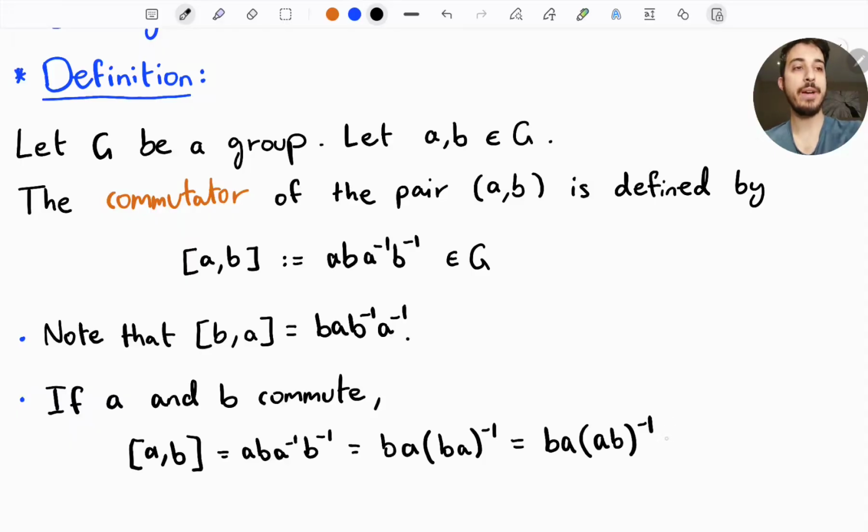And now we have that BA times B inverse times A inverse, by the same property that we used here. And so this equals, by definition, the commutator [B, A]. In conclusion, if A and B commute, then the commutator [A, B] is equal to the commutator [B, A].